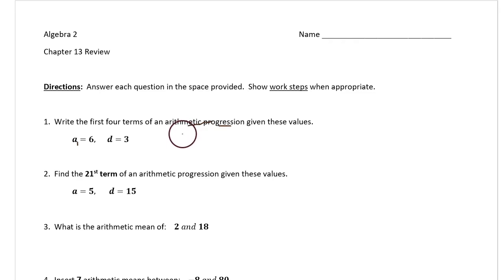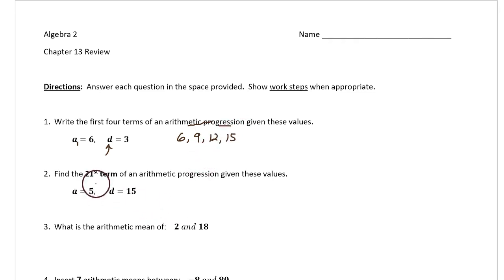So the first term is given to us, it's 6. We need to find 3 more. And to do that, we're going to use the value of D, the common difference. For an arithmetic progression, you add the value of D to get the next term. So 6 add 3 is 9, 9 add 3 is 12, and 12 add 3 is 15. Here are the first 4 terms.